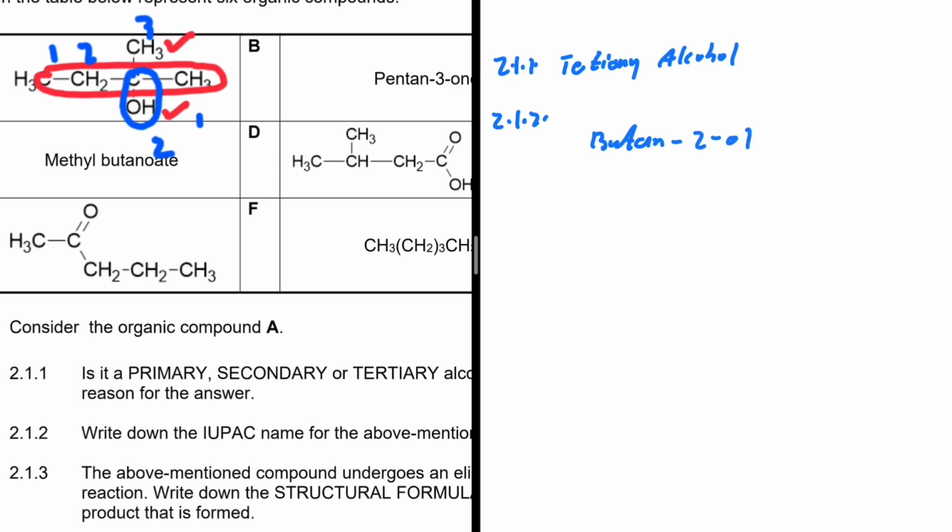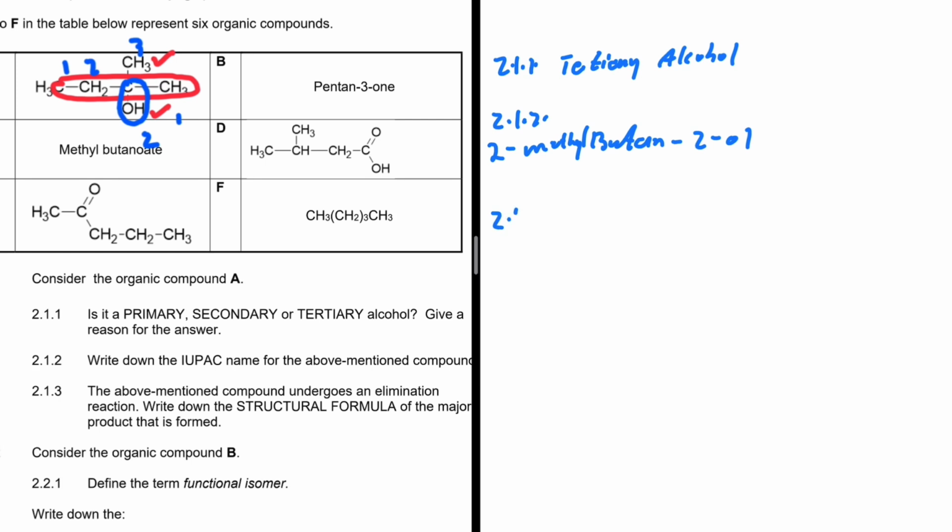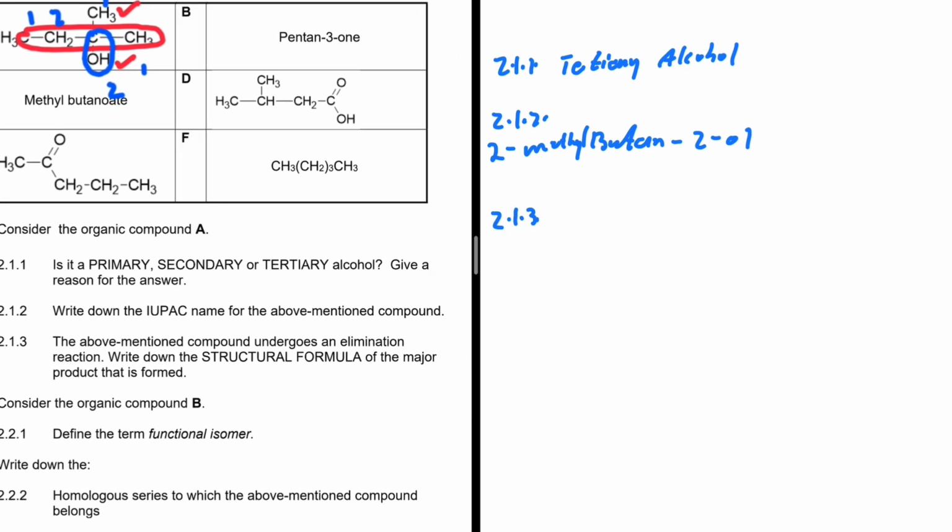But we need to account for that branch there. So on the second carbon, we have 2-methyl. So there we go. 2-methylbutan-2-ol. That is the IUPAC name of our compound A. 2.1.3. The above mentioned compound undergoes an elimination reaction. Write down the structural formula of the product that is formed.